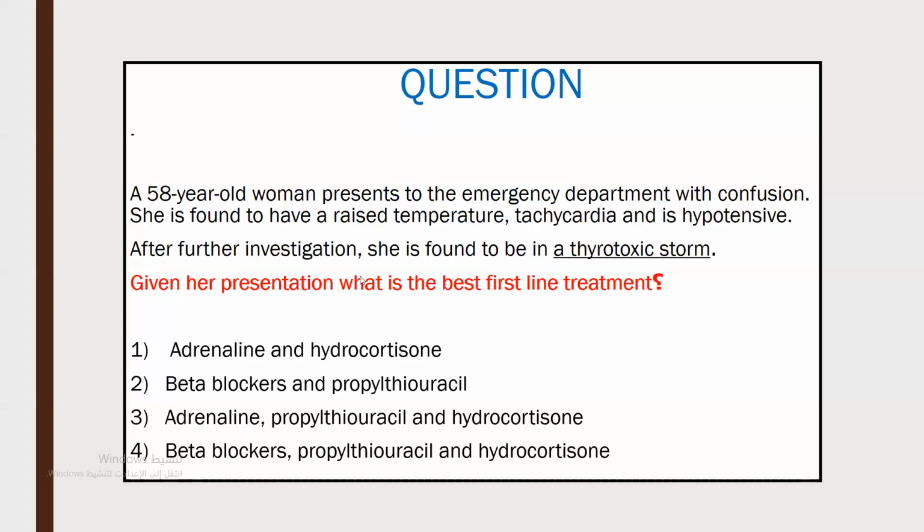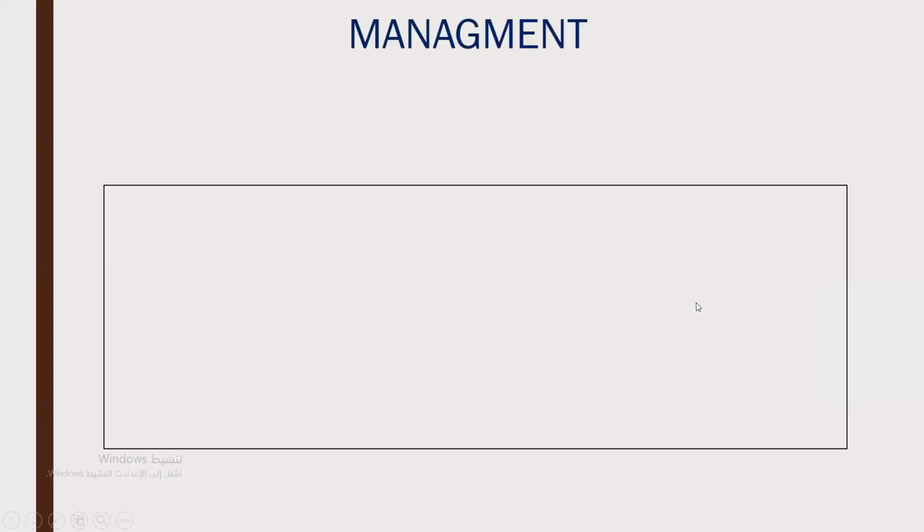The majority of choices here are going with either B, beta blocker and PTU, or D, beta blocker, PTU, and hydrocortisone. Let us see the proper answer here. It is D. It should be a combination of hydrocortisone, PTU, and beta blocker.